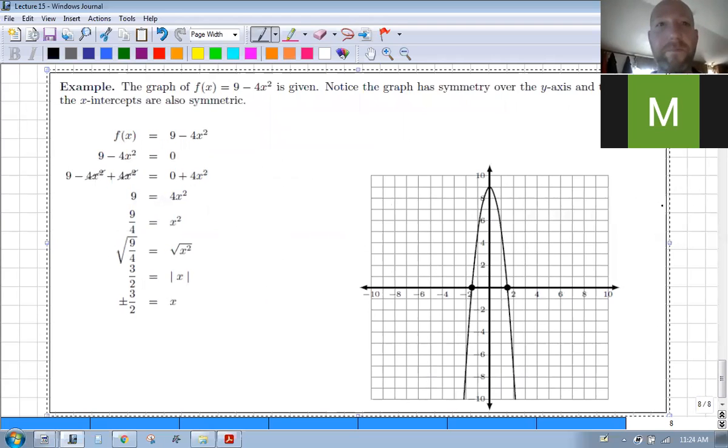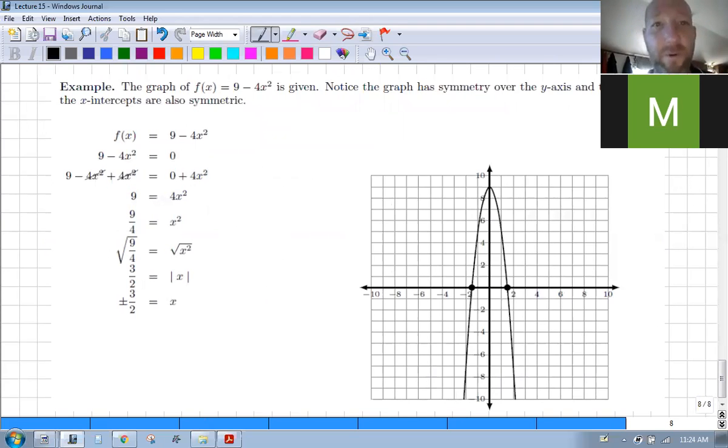Right, this one, 9 minus 4x squared. Notice this one has symmetry over the y-axis too, and the x-intercepts are still symmetric. If we do the root method again, set this equal to 0 to find our x-intercepts, we can subtract 9 from both sides. We get this. Divide by 4, and we're here. Square root both sides. Root 9 is 3, root 4 is 2.